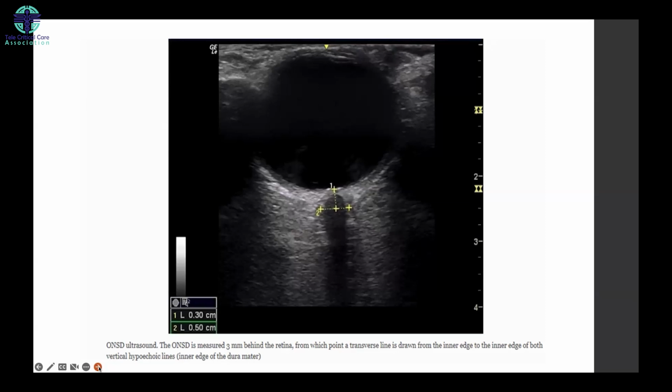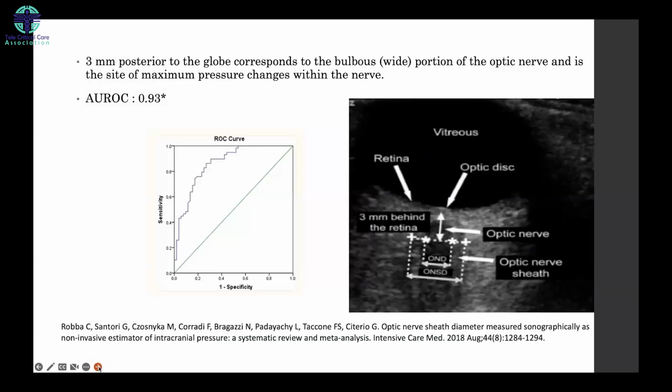And then there we can measure the optic nerve sheath diameter. Why we consider 3 millimeter posterior to the globe is used, because this is where the optic nerve sheath is widest. It is considered the bulbous portion of the optic nerve, and this is the site where maximum pressure changes occur. So if you see in the slide, we see the vitreous, then you have the retina, and you have the optic disc, and we have the optic nerve and the optic nerve sheath. So this bulbous part gives us the better, and it is more sensitive to the pressure changes.